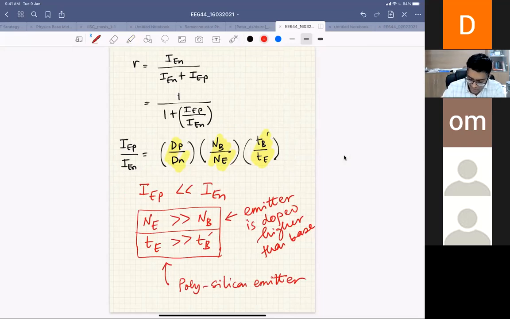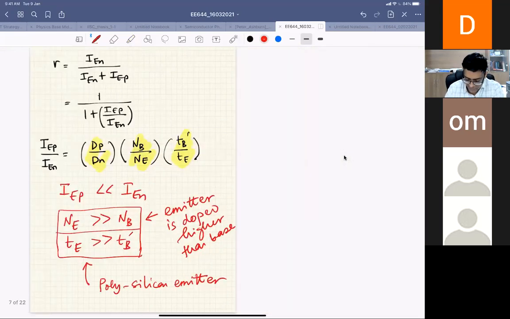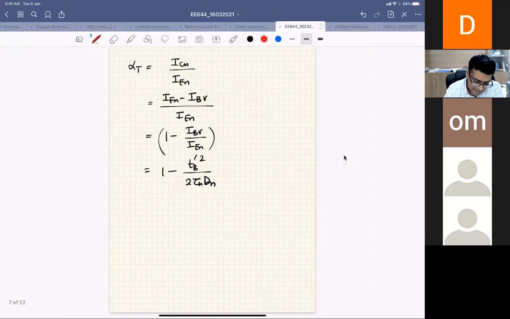All right. So this is about the emitter injection efficiency that we had discussed. And then the base transport factor alpha T is ICN by IEN, so you could write it as IEN minus IBR by IEN. So I could write alpha T as nothing but 1 minus IBR by IEN. If I do the math, then it will be 1 minus TB square by 2 tau and DN, right?